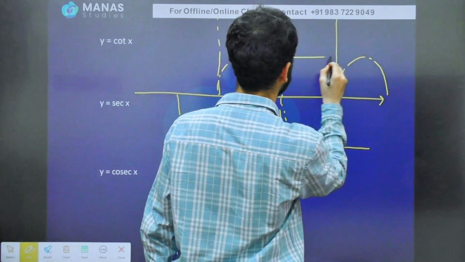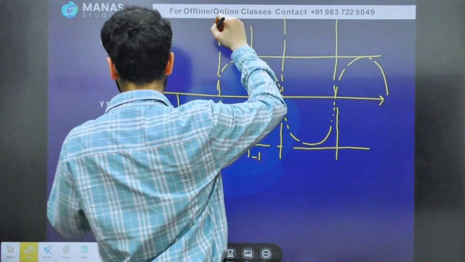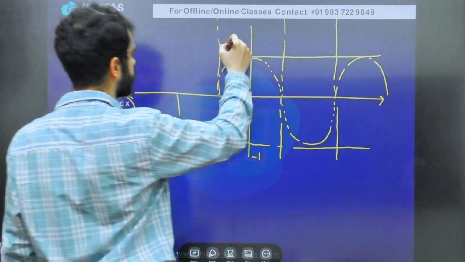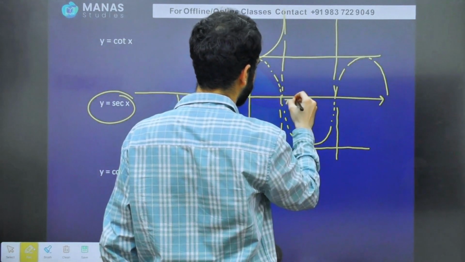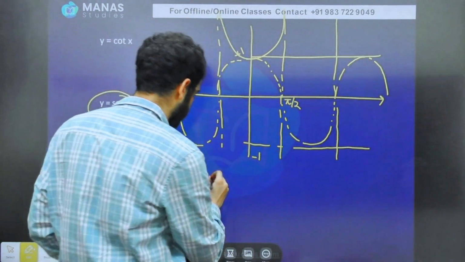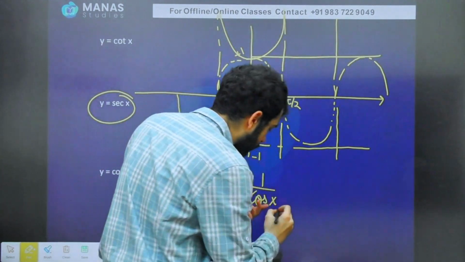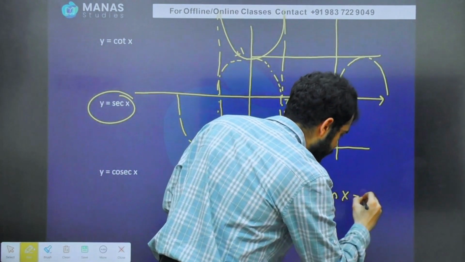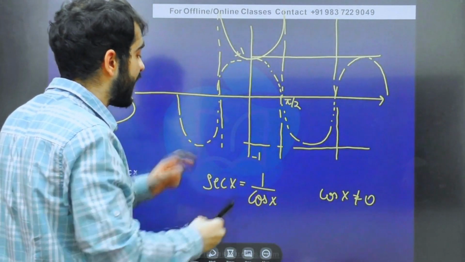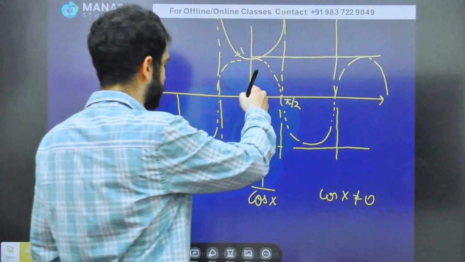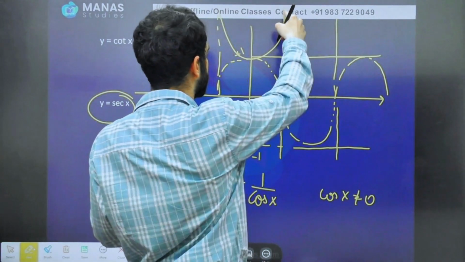This line represents plus 1, this represents minus 1. So now the graph of y equals sec x would look like this. Since at this point, which is pi by 2, the value of cos would be 0. And as we know, sec x is equal to 1 upon cos x. So the denominator should not be 0. Cos x should not be 0 for the function to be defined. So if cos x becomes 0, at that point sec x will not be defined. Therefore, at pi by 2 cos is 0, so the graph of sec x is not defined.